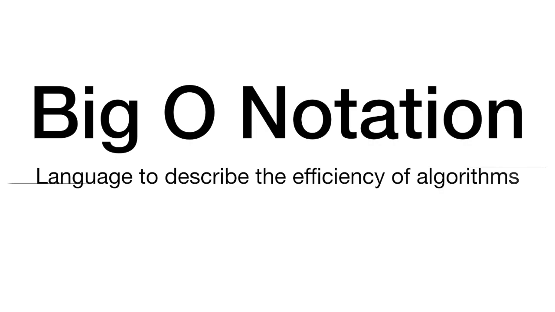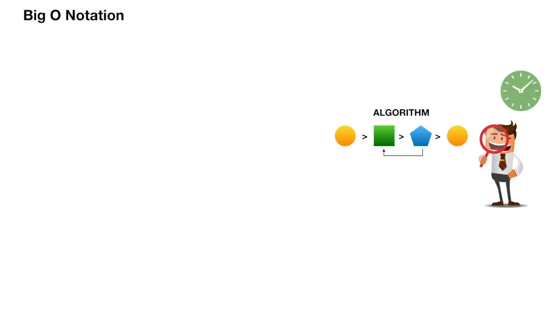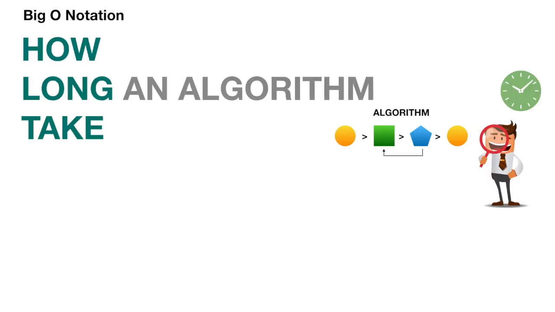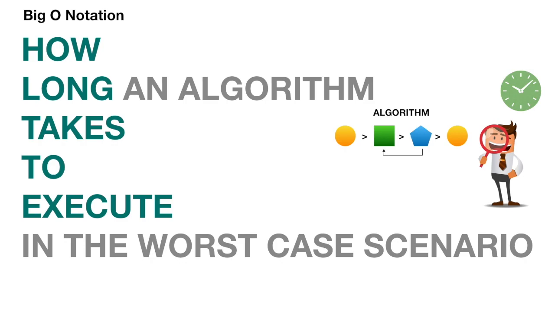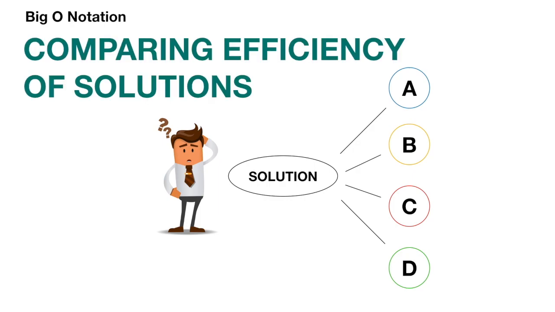Hi there! In this video, we'll learn about one of the most important topics in computer science, big O notation. We will go over the topic from a very high-level perspective just so you understand the story behind it and why we need it. We use big O notation for determining how long an algorithm takes to execute. There are usually various approaches for solving any problem, and big O notation is a way of comparing the efficiency of different solutions to a problem.